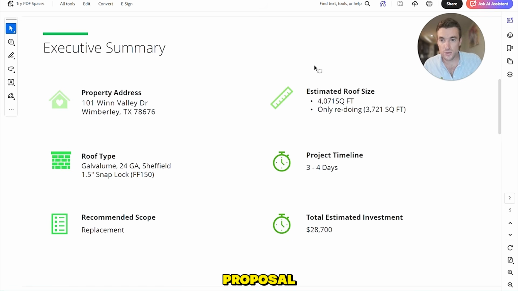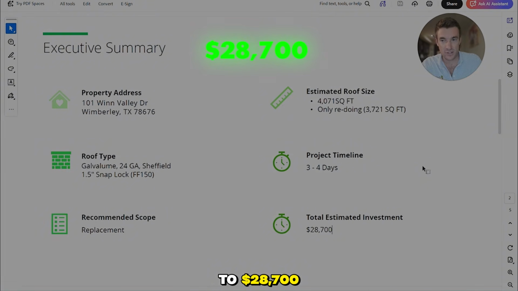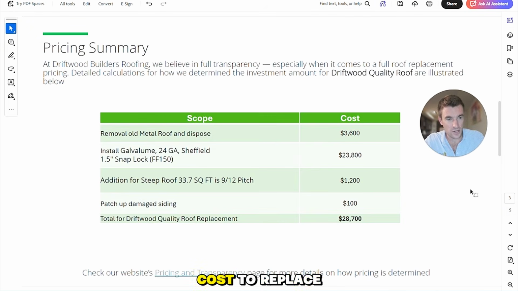So in my proposal, I included the address, the specific type of metal that we're going to use, the scope of work at a high level, and then the roof size. And I specifically called out we're only redoing 2,100 square feet. I included the timeline, and then I included the total cost of the roof, which came out to $28,700. So the total cost to replace this metal roof came out to $28,700, and I'm going to break down exactly how I got that number.